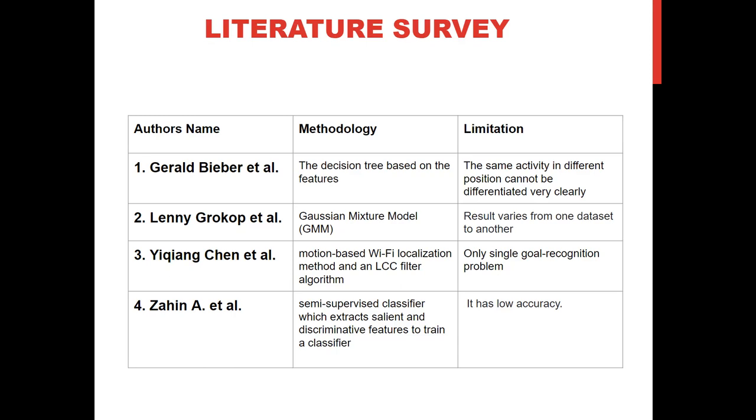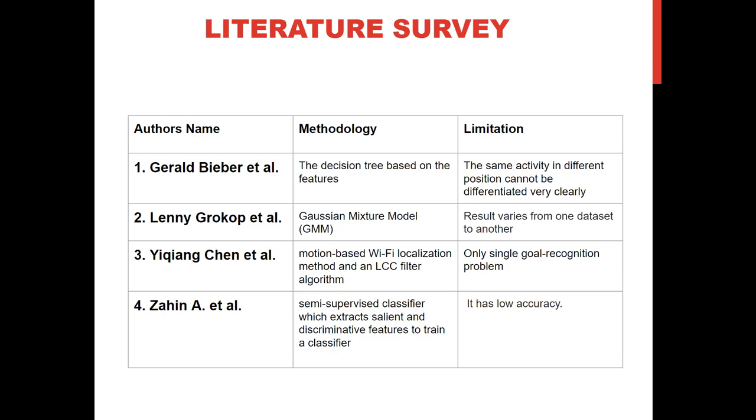Lenny Grokop and four others published a paper titled Activity and Device Position Recognition in Mobile Devices. They used a Gaussian mixture model. Though the accuracy achieved was higher for one data set, the result varied for another data set.